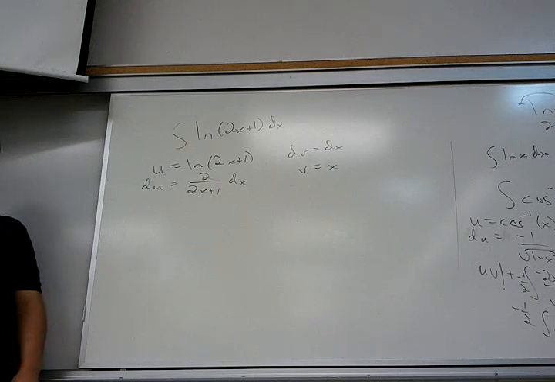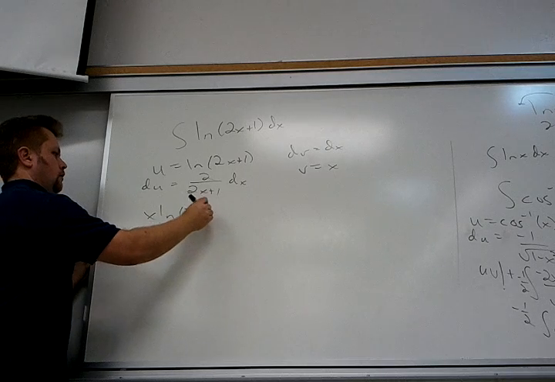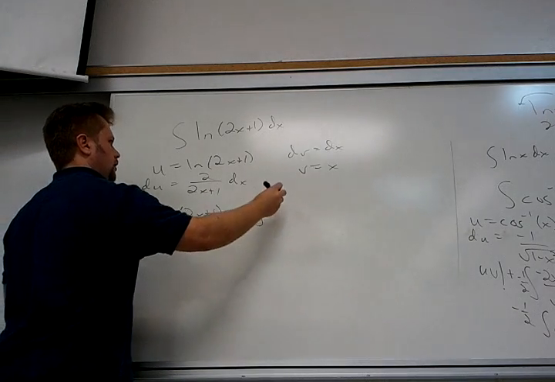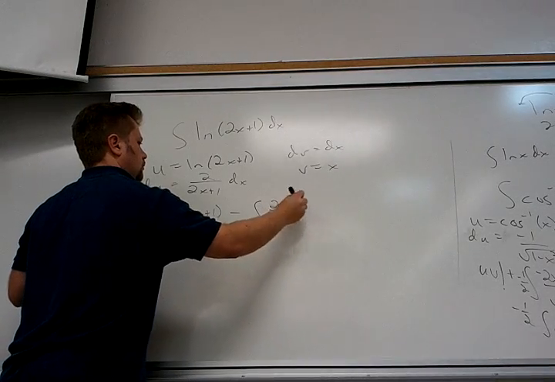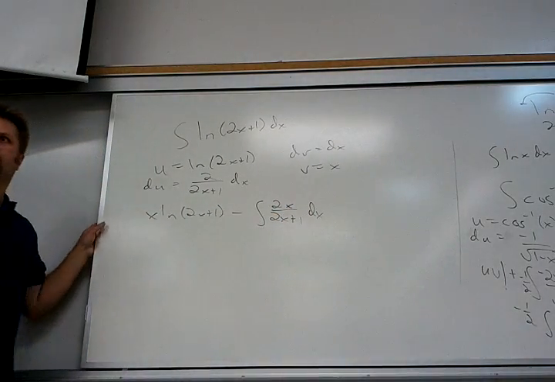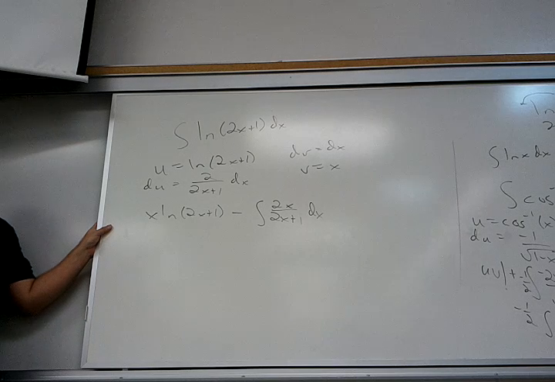Now what's going to happen though? This is interesting. Let's take a look at this. Minus the integral of 2x over 2x plus 1. Now that looks like it wants to be easy maybe. But could you use u sub on it? Yes, you could, believe it or not.